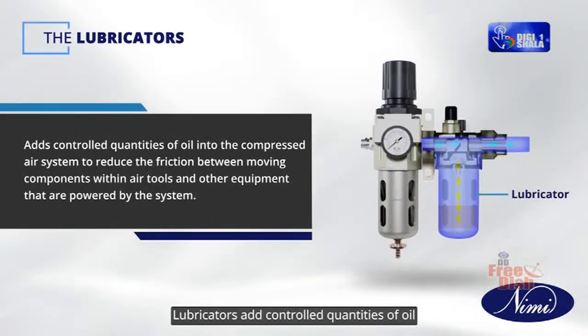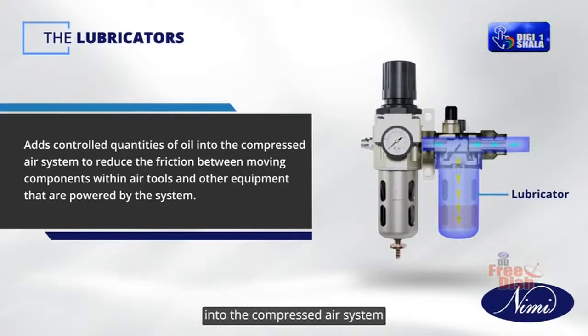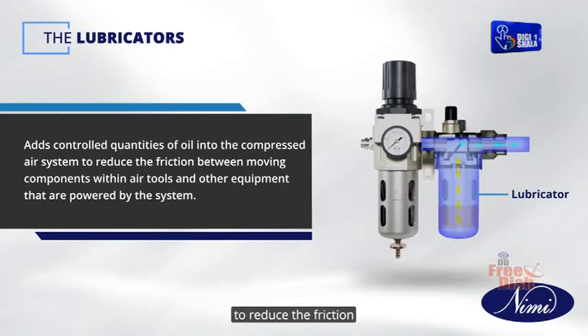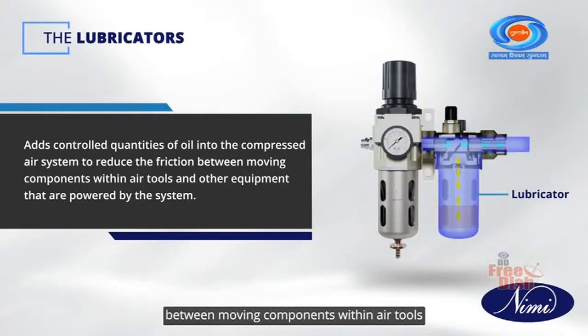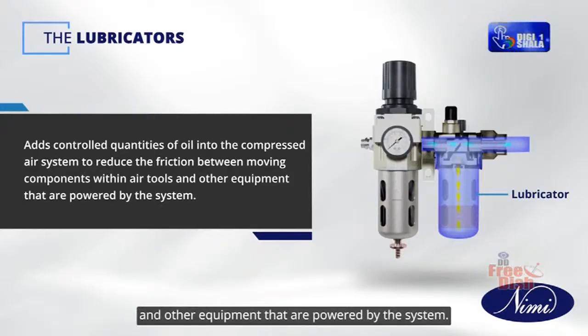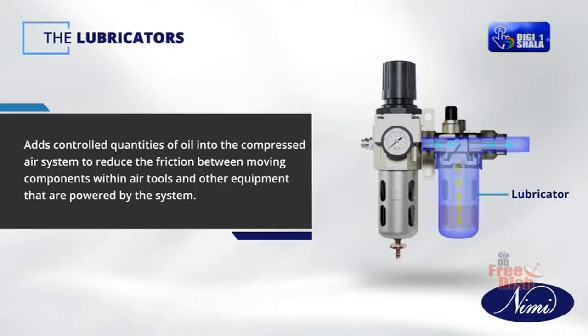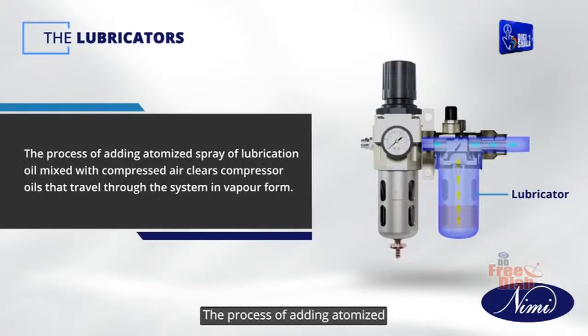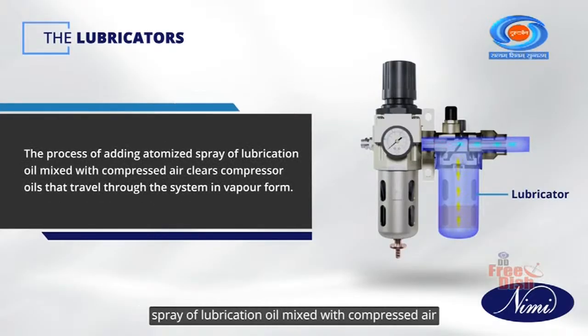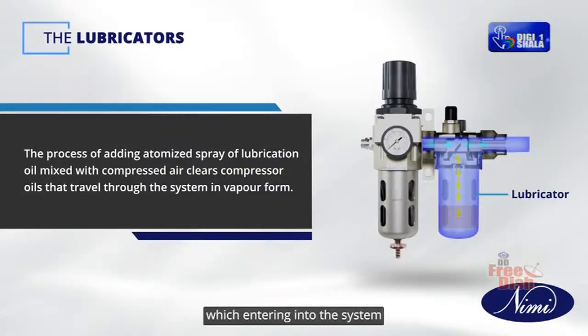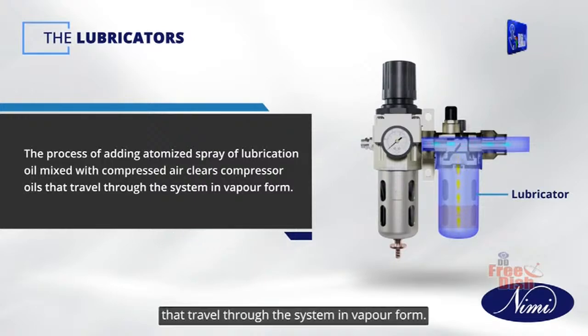Lubricators add controlled quantities of oil into the compressed air system to reduce the friction between moving components within air tools and other equipment that are powered by the system. The process of adding an atomized spray of lubrication oil mixed with compressed air, entering into the system, also clears compressor oils that travel through the system in vapor form.